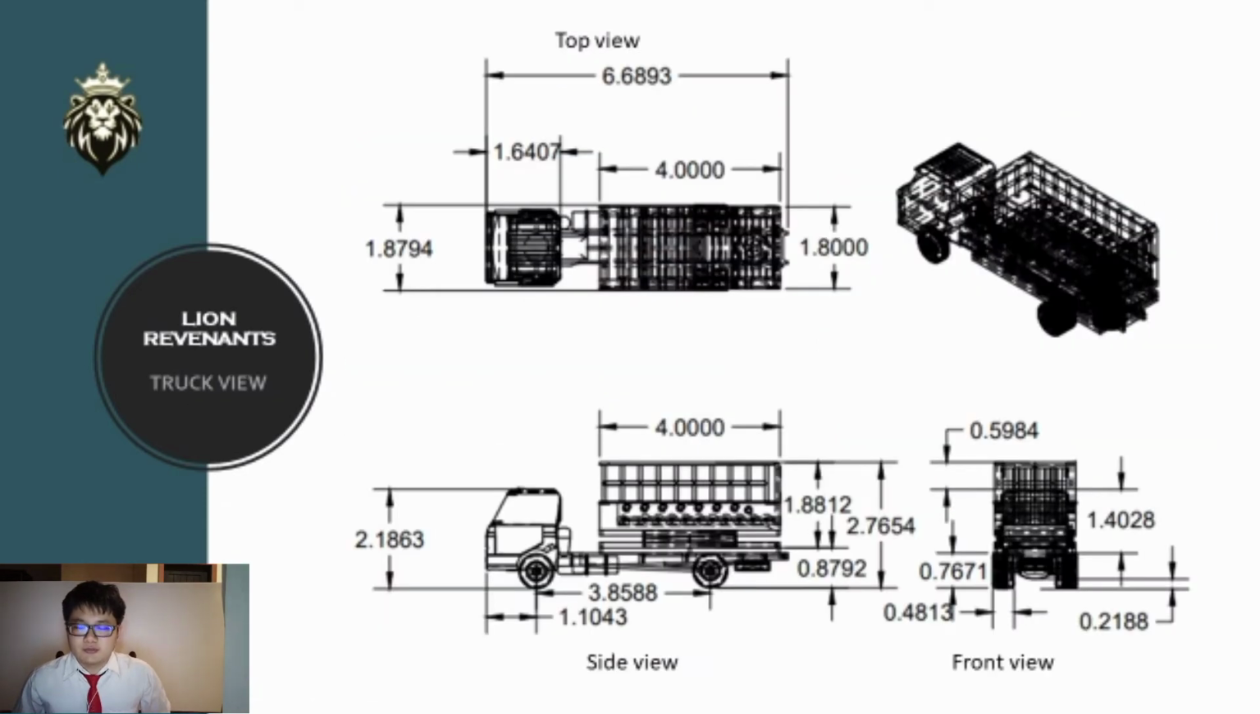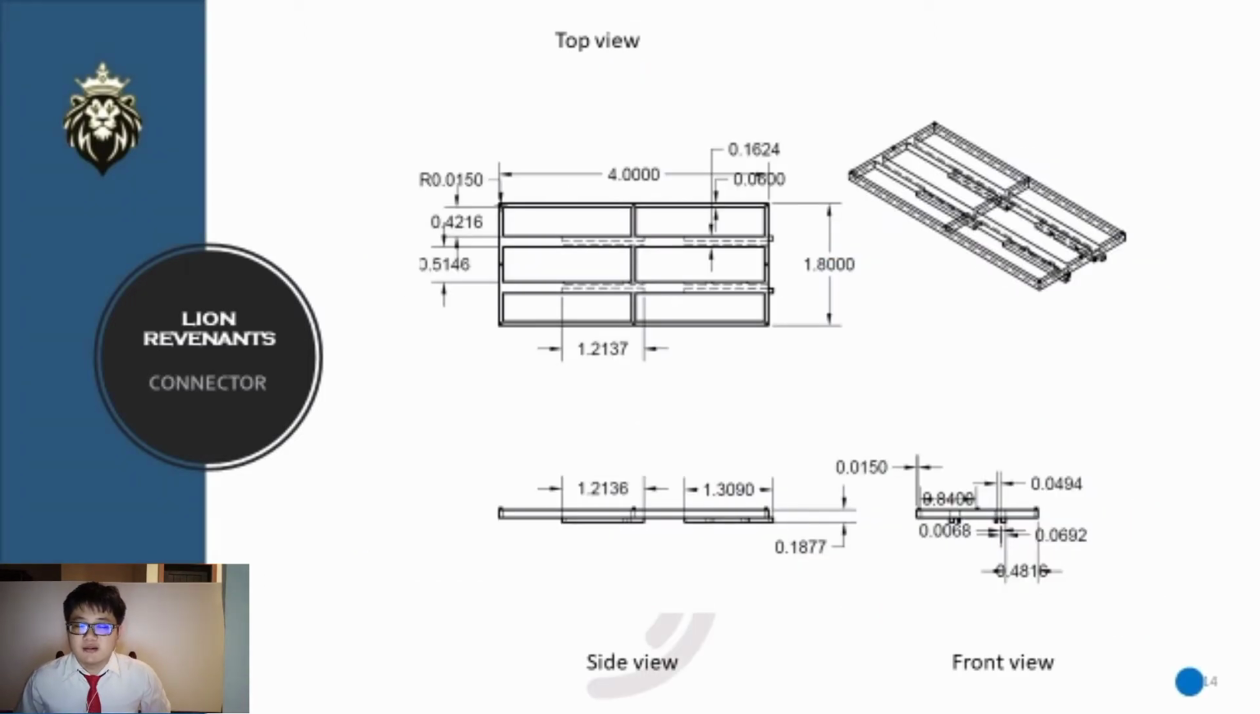Next, we will move to the truck view. This is the orthogonal view of the scissor lift when it is installed on a truck. Next, we will move to the connector. This is the orthogonal view of a connector with detailed parameters. The connector is located between the scissor lift and the truck.